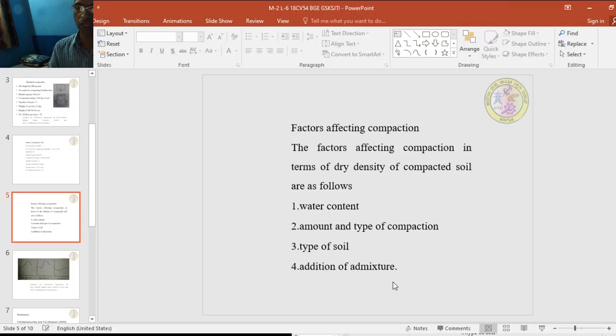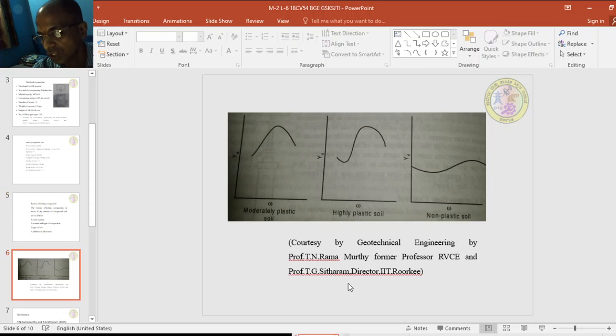Next, type of soil. As you see in this sketch, for a moderately plastic soil, you will get a compaction curve parabolic in nature. In highly plastic soil, you will get a double peak. Here one peak, here one peak. The second peak you have to take for calculation of OMC and MDD. Whereas for a non-plastic soil, a silt type of soil deposit, you will get a sinusoidal wave.